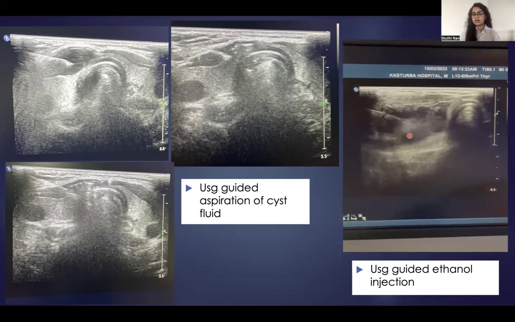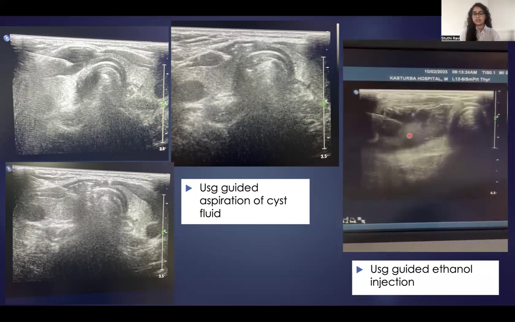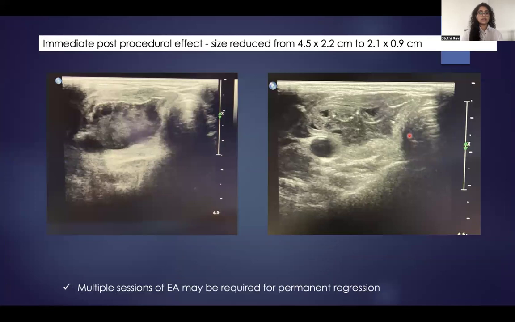In this case, the ethanol was not re-aspirated. So this is the ethanol retention technique. Immediate post-procedurally, we can see reduction in size of the nodule with hyperechoic areas of alcohol within the cyst.